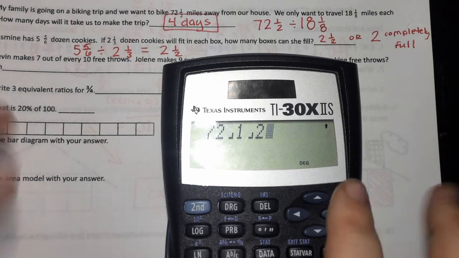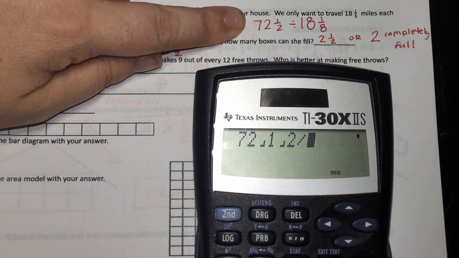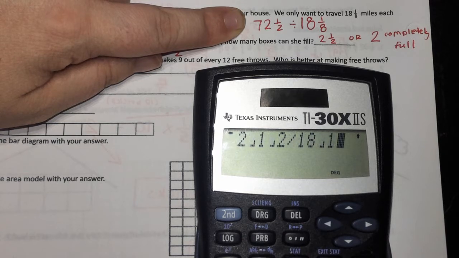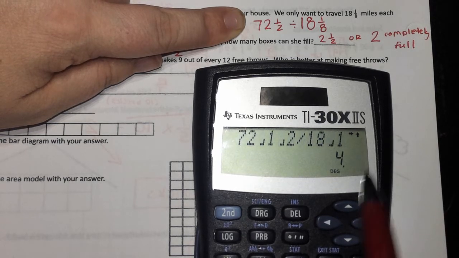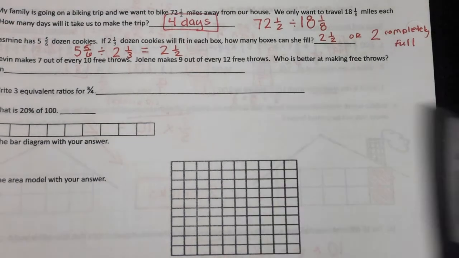Sorry, 72. I typed it right, I just said it wrong. Thank y'all for keeping me on track. Divided by 18 and 1/8. All right, do you see I got 4 exactly? So I wouldn't take any sort of decimal or fraction on that one.